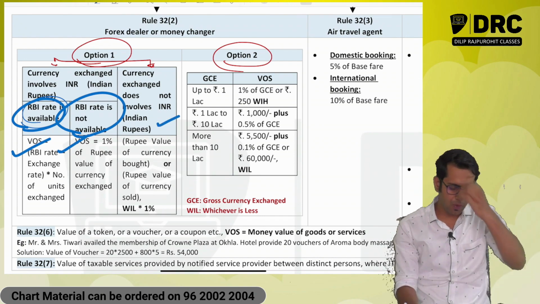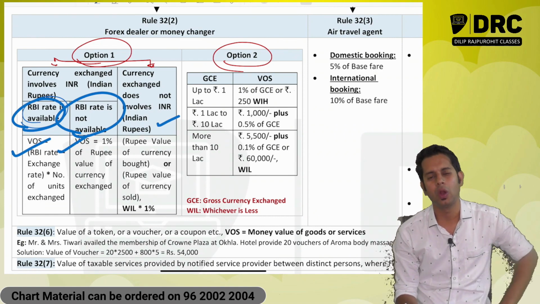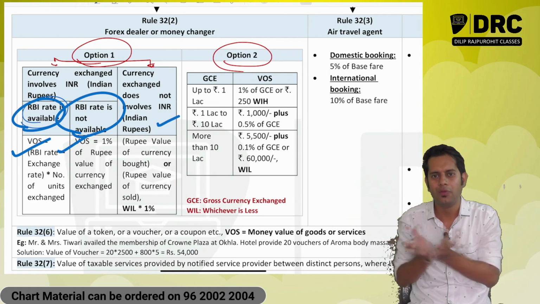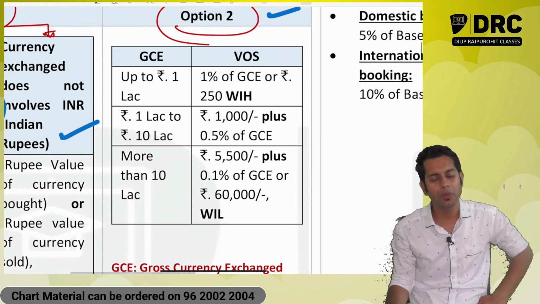Sir, what if the currency which I am exchanging does not involve Indian rupees at all? Then the rupee value of currency bought, compare it with the rupee value of currency sold, whichever is less into 1% will be the value of supply. Sir, what is option 2? Option 2 is slab based.